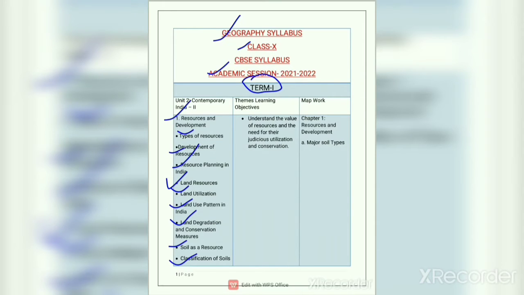The main learning objective of this chapter is that you should understand the value of resources and the need for their judicious utilization and conservation. You also have map work from this chapter in term 1. You should practice the major soil types that are found in India on an outline map of India.